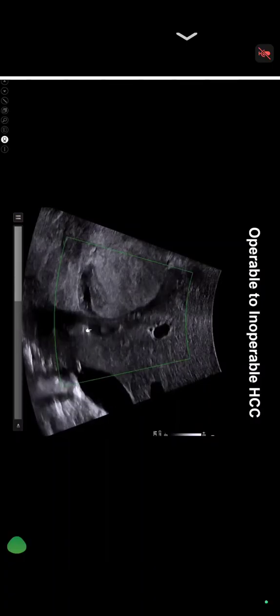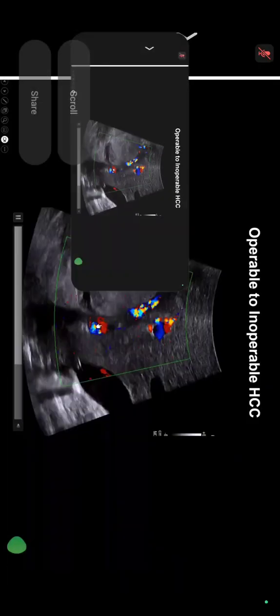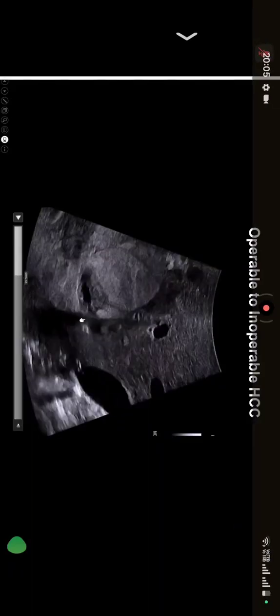So this is the tumor, and the plan was, as I said, right hepatectomy in a patient with cirrhosis. But look at this. That's the middle hepatic vein with the tumor thrombus. Okay. So that's the vein, and I hope you have seen the tumor. Let me play this again.